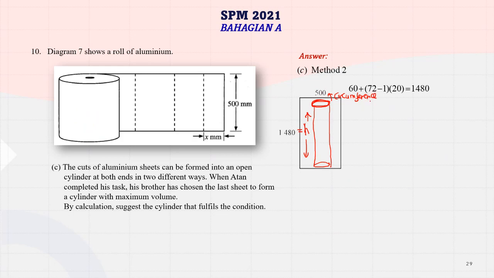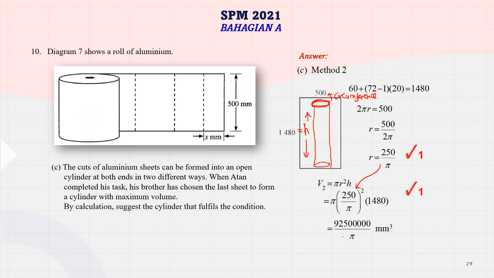So kita gunakan formula circumference, which is 2 pi r equals 500. So r, you akan dapat 500 over 2 pi. Simplify, you get 250 over pi. So from here again, kita cari volume untuk second cylinder. So gunakan formula yang sama, V equals pi r square h. So r tu kita gantikan dengan 250 over pi square, darab dengan the height dia 1480.